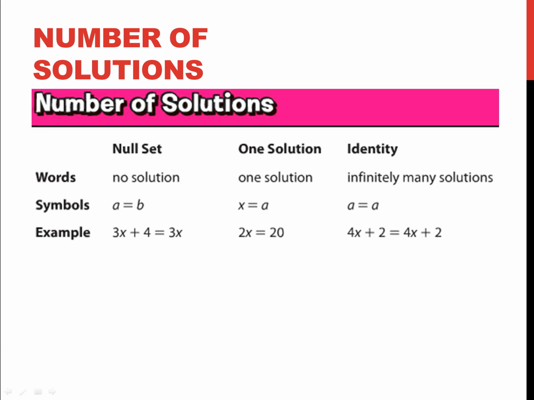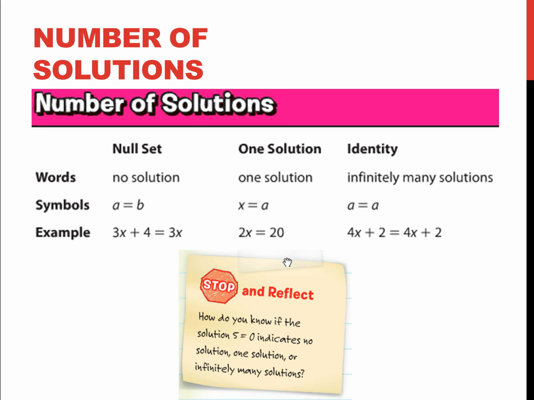To check this out, let's take a look at this stop sign and let's reflect. How do I know if the solution 5 equals 0 indicates no solution, one solution, or infinitely many solutions? Go ahead and talk with someone next to you, or mumble at your computer screen if you're at home alone, about how you know what 5 equals 0 is. Did you say that was a null set? That's because 5 never equals 0. And if you said null set or no solution, then you are correct.